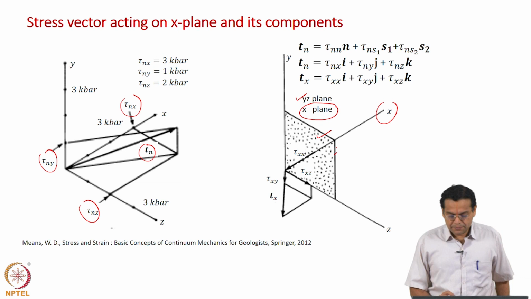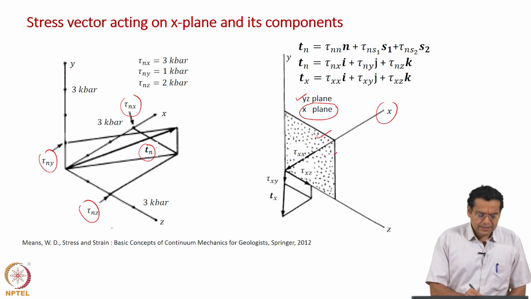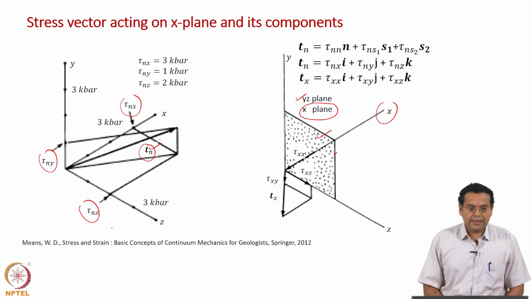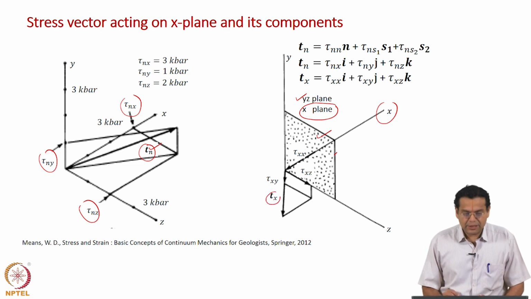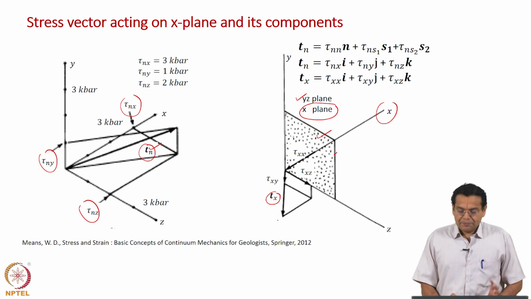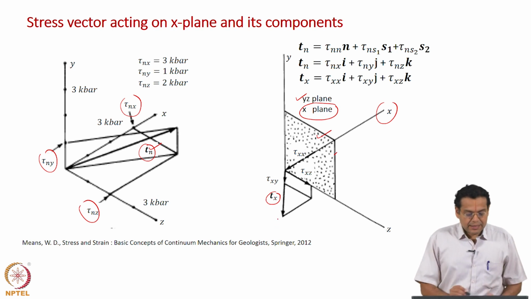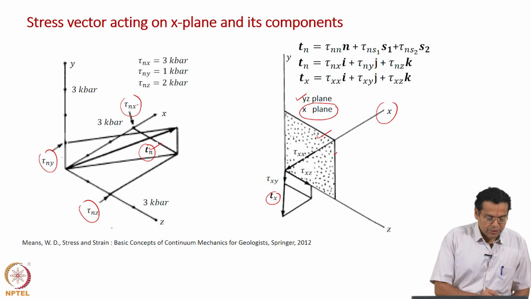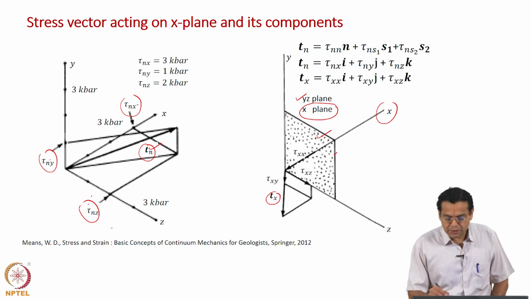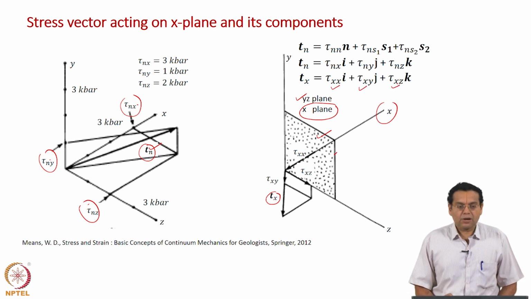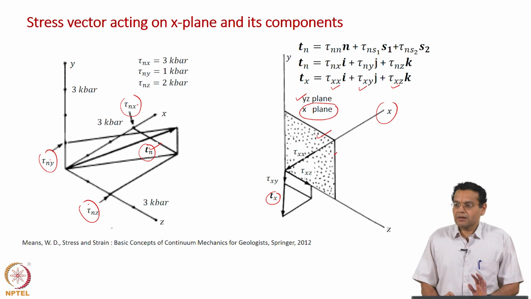Now Tn is a stress vector acting on any plane. Now what is the notation? It should be Tx, because x is the normal, and that vector is shown here as Tx. Just like tau n x, tau n y, tau n z were components of Tn, we will introduce tau xx, tau xy, tau xz as the components of the stress vector acting on the x plane.